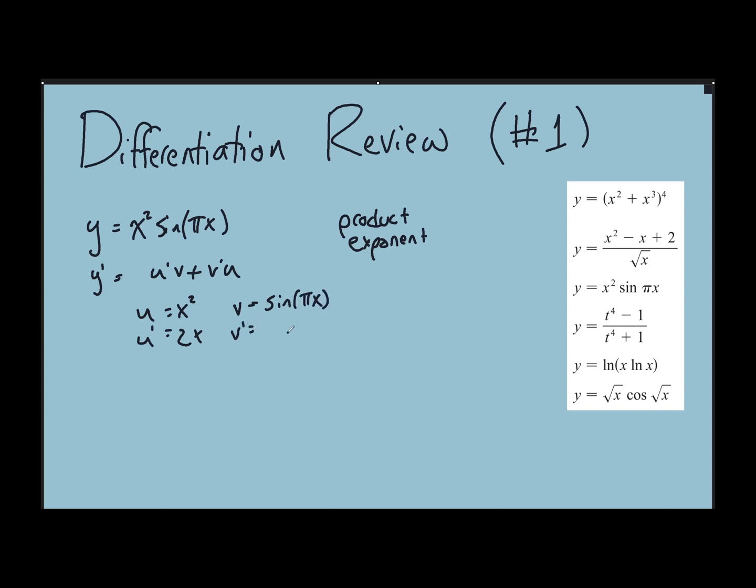V prime, ooh, that's a trig rule. Now that encompasses a lot of rules, but what's the derivative of sine? That's cosine of the same input, times pi, because chain rule. If it's not just an x in here, you better chain rule. So this is a great example of a number of rules coming together here.